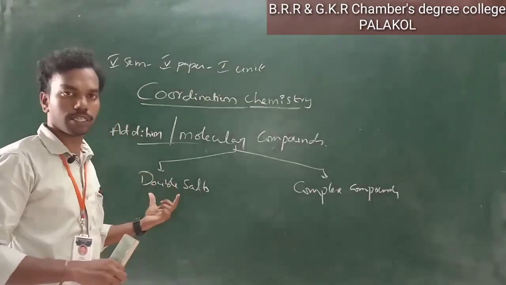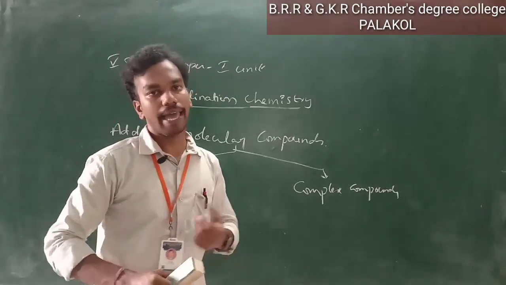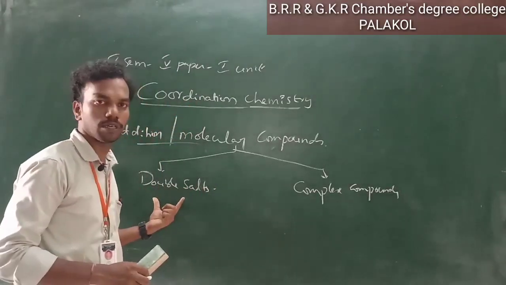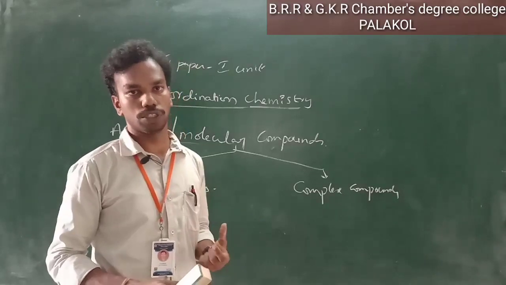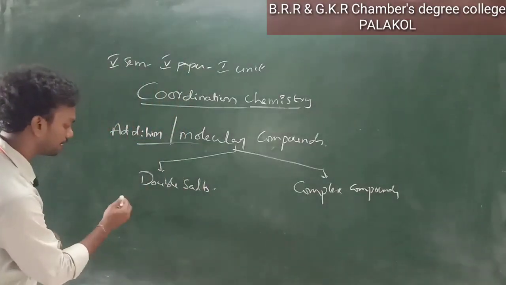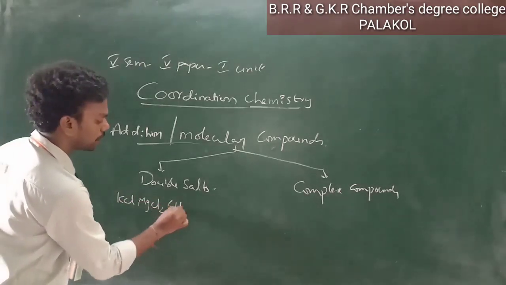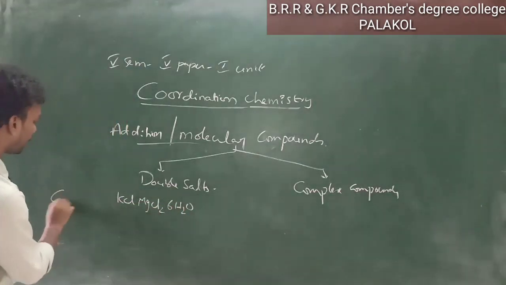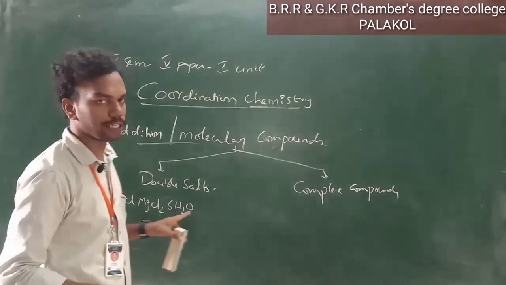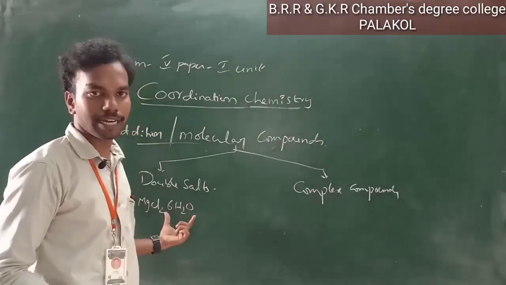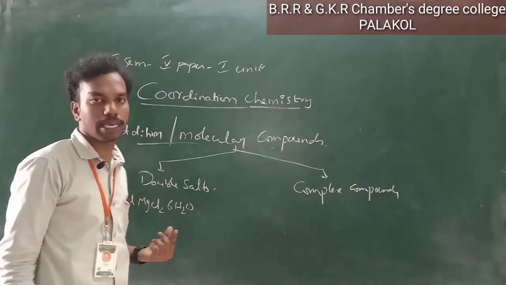So what are double salts? The compounds which lose their identity when dissolved in aqueous solution. For example, let's understand with the example KCl, MgCl2, 6H2O. This is known as carnallite. When carnallite is dissolved in aqueous solution, it gives K+, Cl-, and Mg2+ ions.